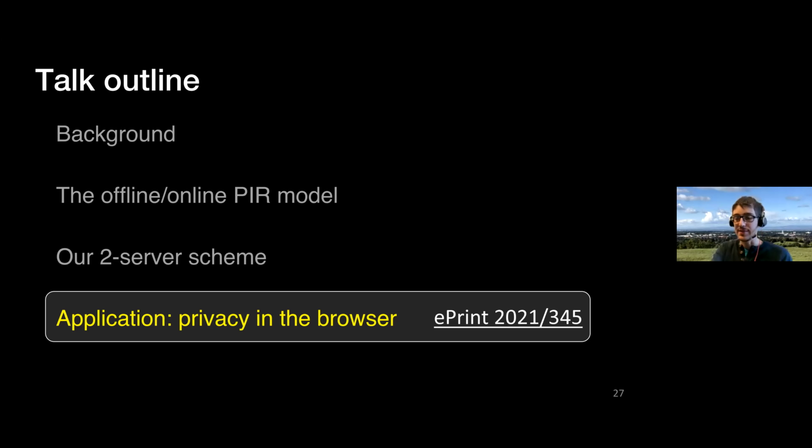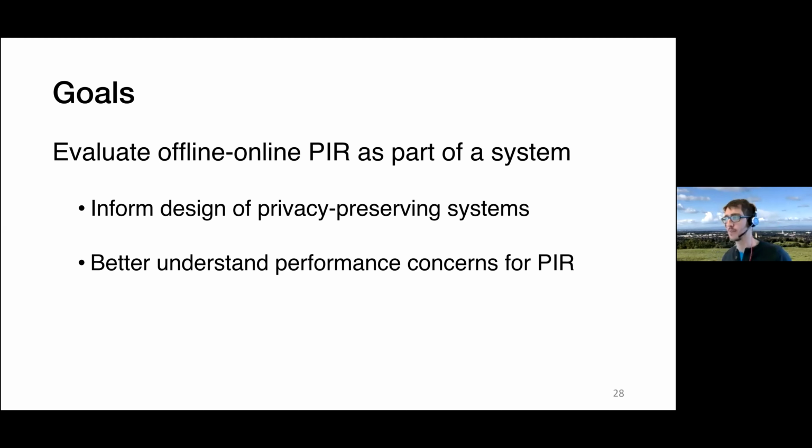Okay. So now for the second part of the talk, I want to talk about more recent work in which we apply offline online PIR and improve it to target a particular privacy application in the browser, to be more precise, private browsing. So the goal for the second part is that we really wanted to evaluate offline online PIR as part of a system, to make progress in both directions. First, to inform the design of privacy preserving systems and see that PIR could be a useful tool for them. And there have been, of course, works that explored PIR in a system setting before. And then we also want to get a better understanding of the different performance concerns or performance metrics and see what are the right questions about PIR from a more theoretical perspective as well.